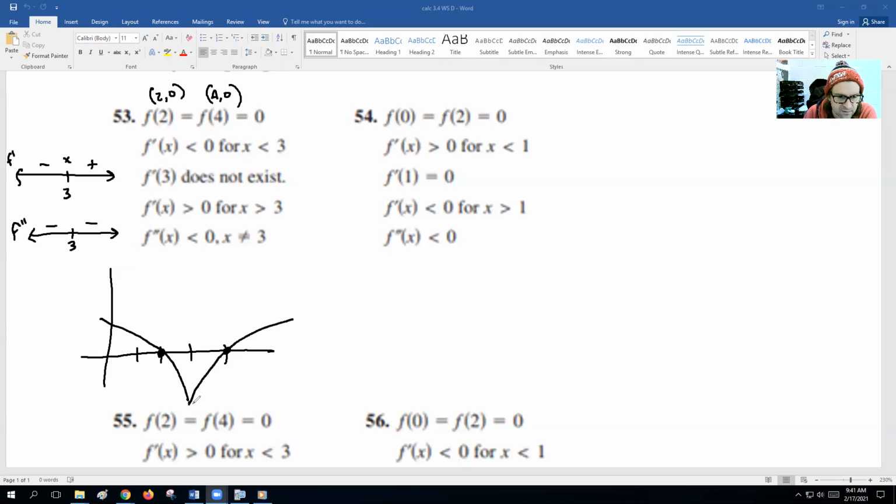Okay, and if you remember here, when we have these steep points, if it curved nicely, that would be a minimum, but that would make a sharp point, so it doesn't exist here. All right, let's try the next one here. Okay, kind of the same thing going on here.